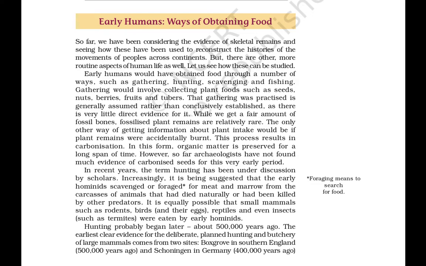In recent years, the term hunting has been under discussion by scholars. Increasingly, it is being suggested that the early hominids scavenged or foraged for meat and marrow from the carcasses of animals that had died naturally or had been killed by other predators. Foraging means to search for food. It is equally possible that small mammals such as rodents, birds, and their eggs, reptiles, and even insects such as termites were eaten by early hominids.